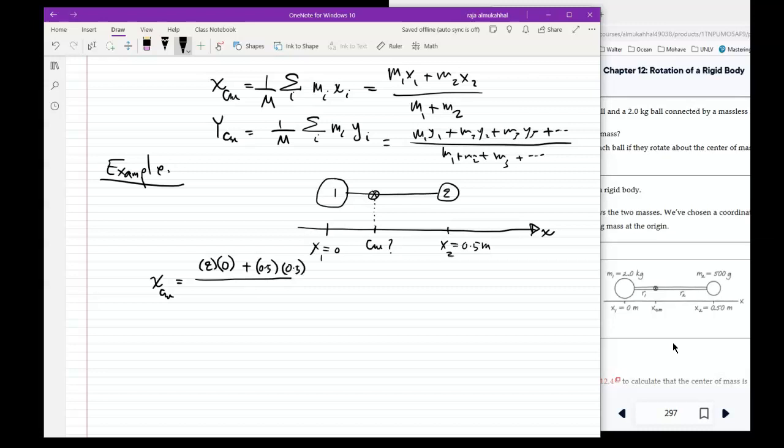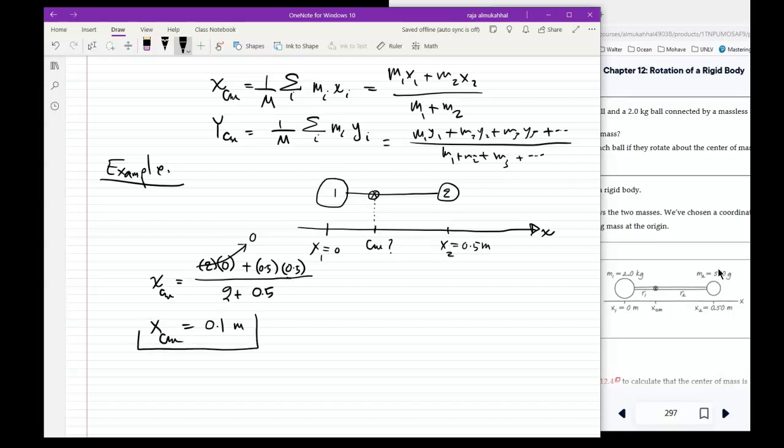Times half divided by the total mass. The total mass is going to be 2 plus half, correct? That's going to be 2 plus 0.5. And then we calculate that. As you can see, this is 0 right here. So, when we calculate, it becomes 0.1 meters.